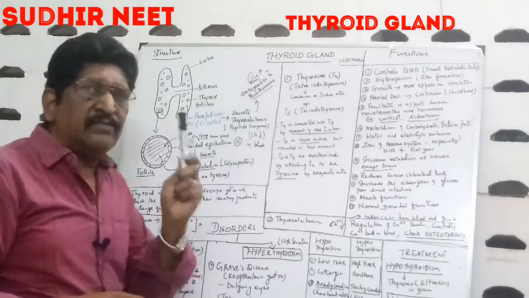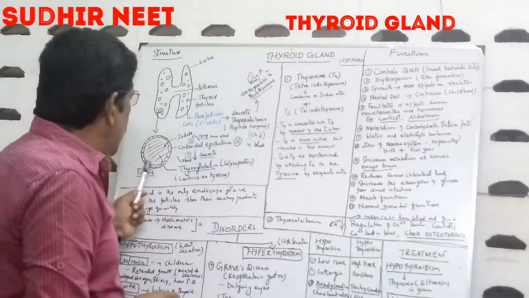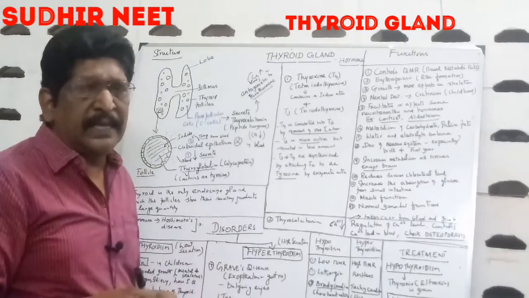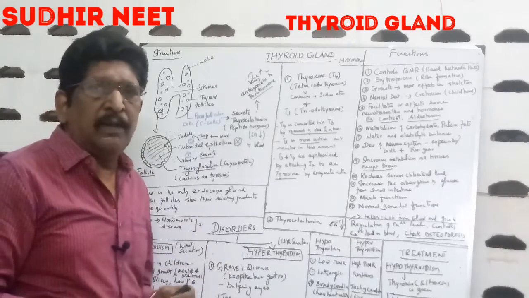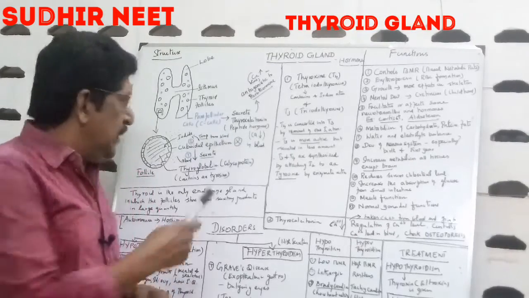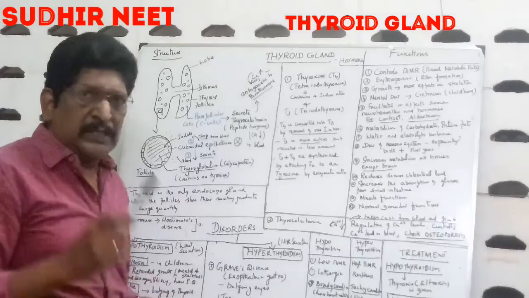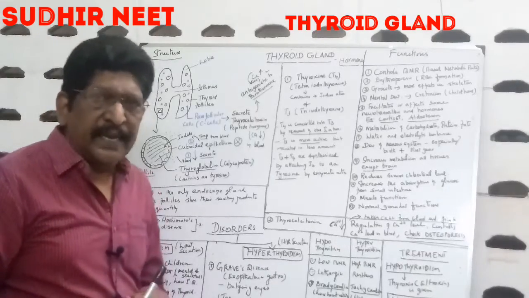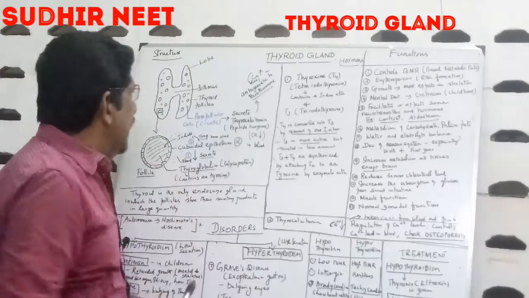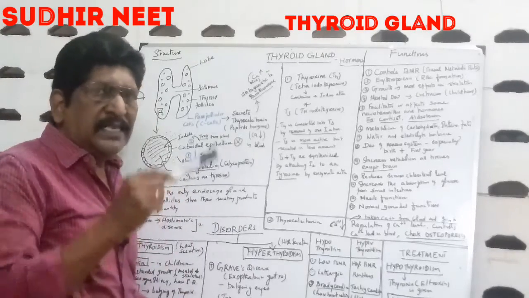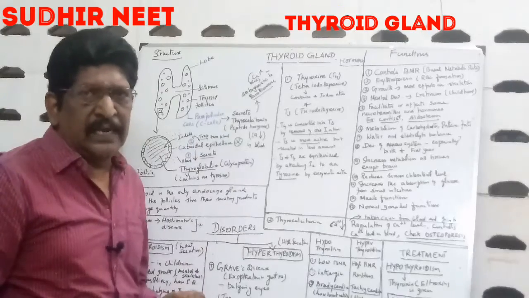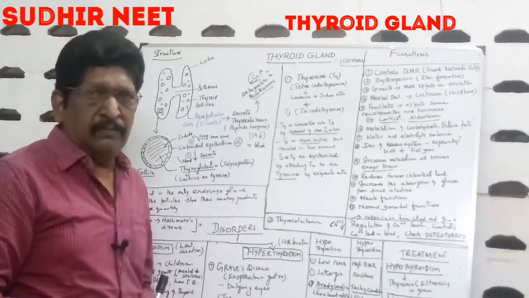First of all, the first MCQ: the follicle is surrounded by cuboidal epithelium. So there are four types of epithelium: squamous epithelium, columnar epithelium, ciliated epithelium, and then cuboidal epithelium. So it's one of the important MCQs in NEET. This thyroid follicle is surrounded by cuboidal epithelial cells. Very, very important. Cuboidal epithelium, right?